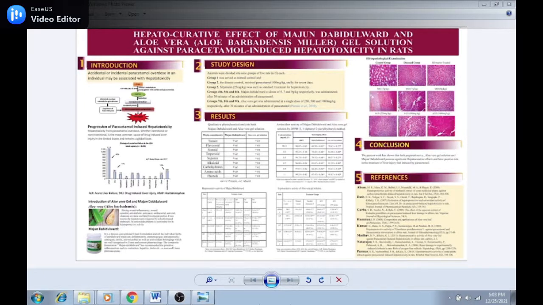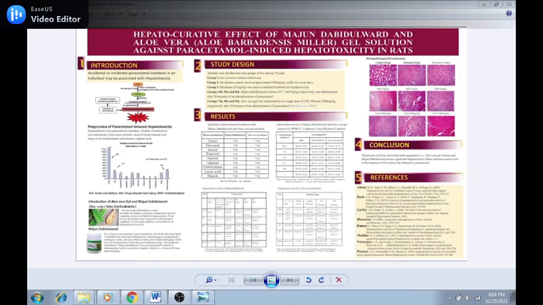One group was kept as control. The rats in other groups were administered paracetamol, aloe vera gel and Majoon Dabidul Ward once daily for 7 days. On the 7th day, blood samples were collected from each group and analyzed to determine the biochemical parameters.